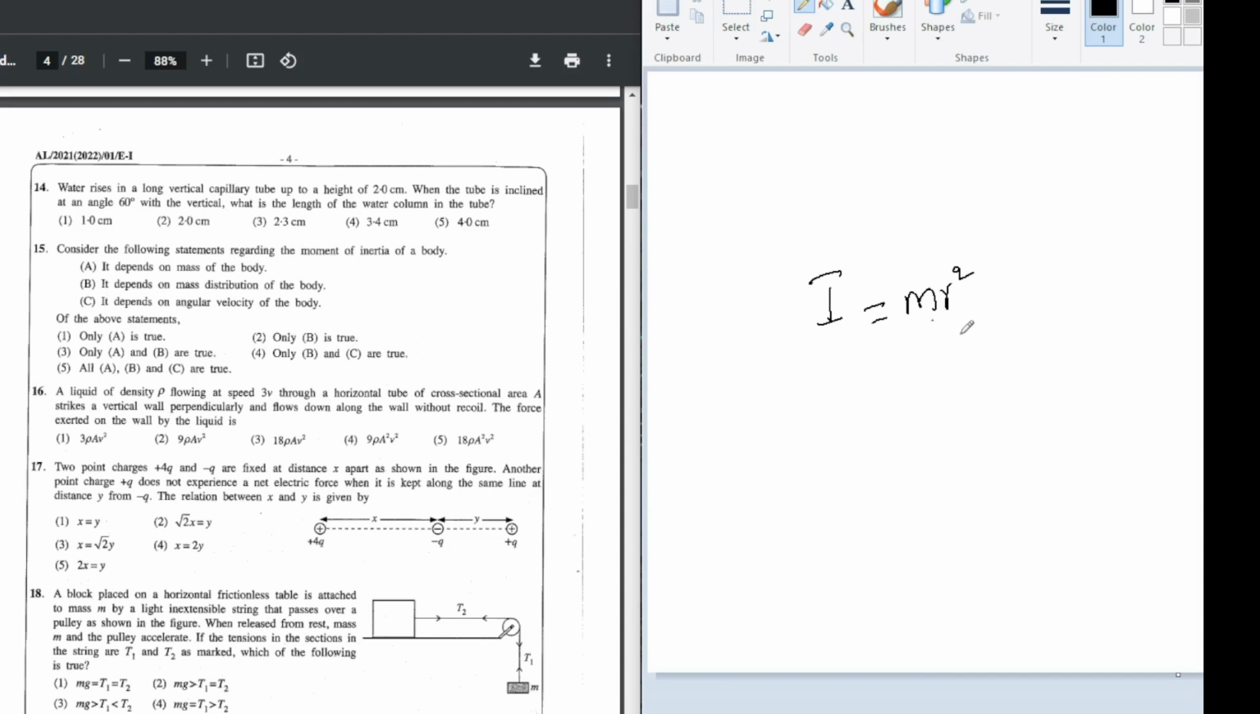Question number 16. A liquid of density rho flowing at speed 3v through a horizontal tube of cross-sectional area A strikes a vertical wall perpendicularly and flows down along the wall without recoil. The force exerted on the wall by the liquid.